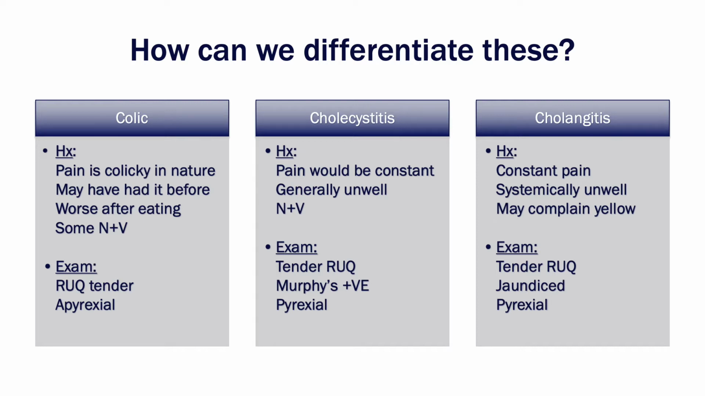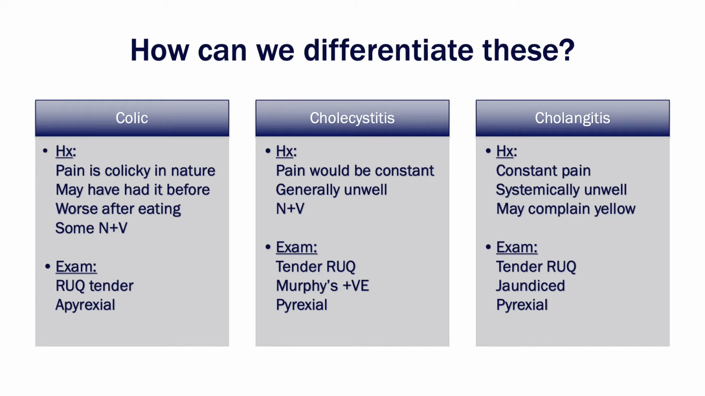Moving on to cholecystitis. In this history, the pain would be more constant as opposed to colicky. They may be generally unwell, and they also may have nausea and vomiting. On examination in cholecystitis, they'll also have a tender right upper quadrant, but they may also be Murphy's positive. This is when you palpate in the right upper quadrant and ask the patient to take a deep breath in. On inspiration, the abdominal contents move downwards and the gallbladder catches against your hand and the patient will wince and may pull away. The patient will also be pyrexial.